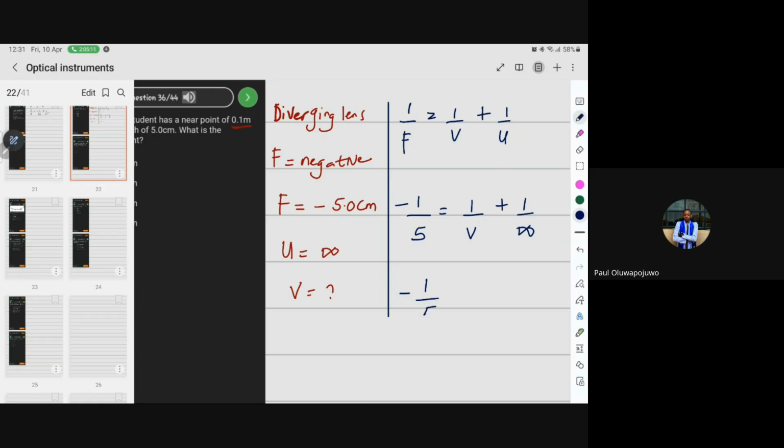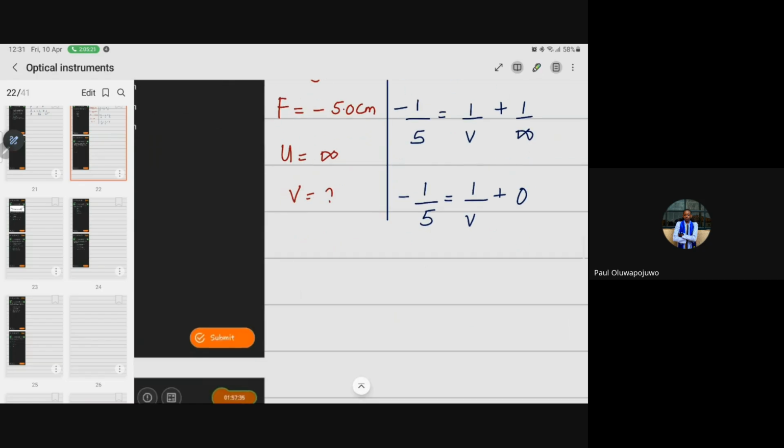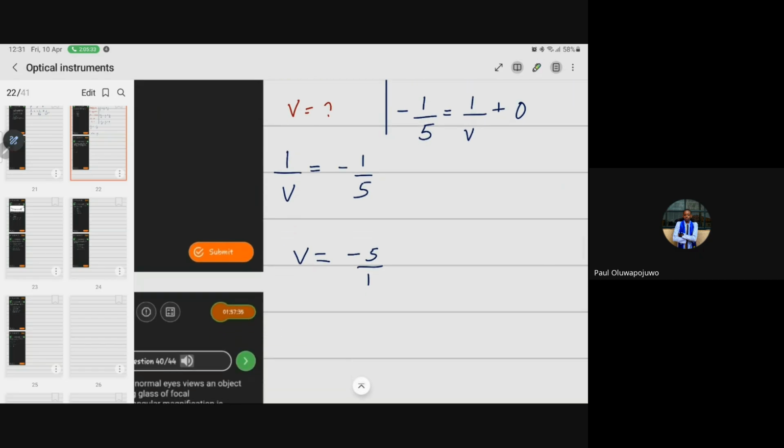Minus 1 over 5 is equal to, yes, and the image, plus this is 0, all right? So it means that, Richard, hope I answered you. 1 over V is equal to minus 1 over 5. So that V is equal to what? Minus 5 over 1, right? So as always, we expect that to be a virtual image, minus 5 centimeter.